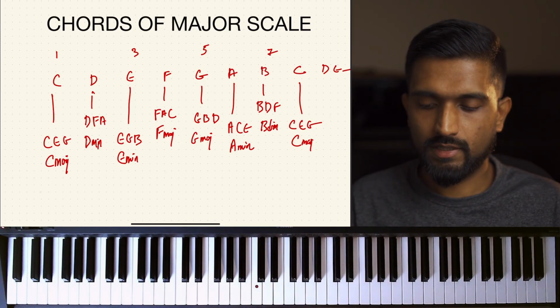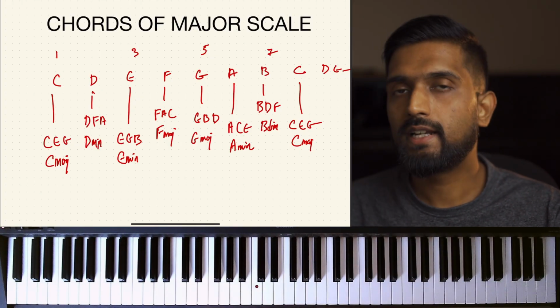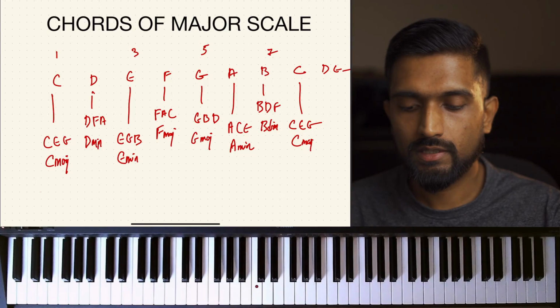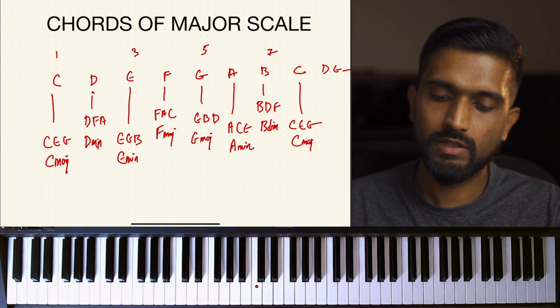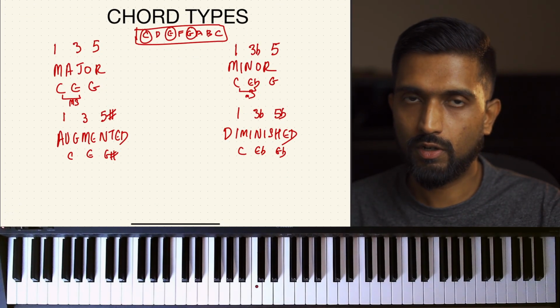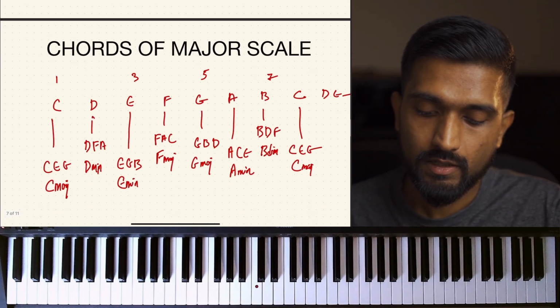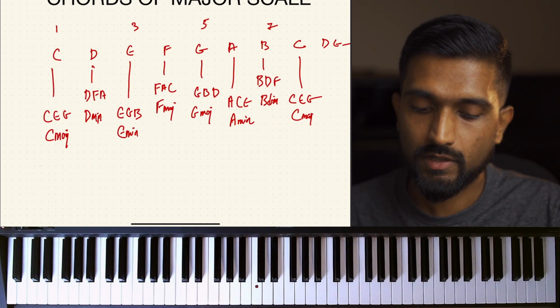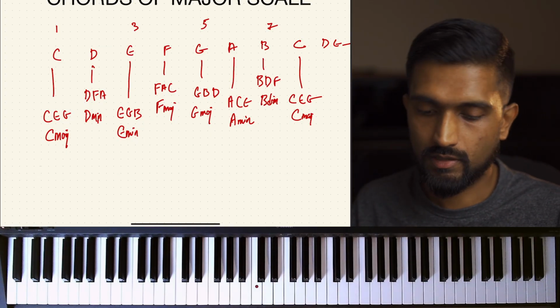Now, how do you know these names? Whether it's C major, D minor, E minor, F major. Again, it depends on the quality of the intervals between these notes. So remember, in the previous slide, we had derived the chord formulas for each of these chord types. So C, E, G is C major. The distance between C and E is a major third.